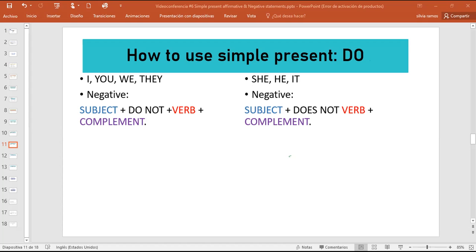Sorry. Podemos decir a book or books. Okay. You do not read books. Negativa. You do not read a book. He does not call the phone. He does not sleep in the bed. Okay, sleep. She does not teach mathematics. Okay, very good. Excelentes ejemplos.